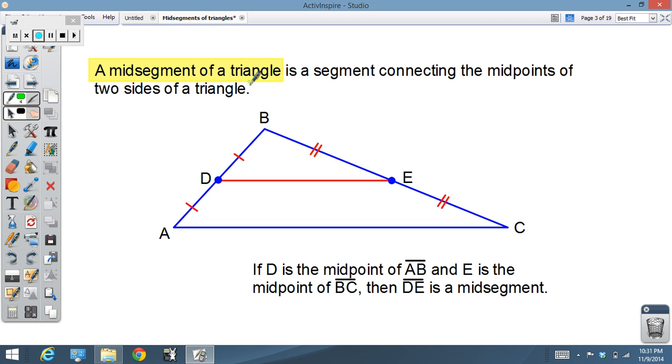Now, this segment DE is what is called a midsegment. A midsegment of a triangle is a segment that connects the midpoints of two sides of a triangle. If D is the midpoint of AB and E is the midpoint of BC, DE is a midsegment.